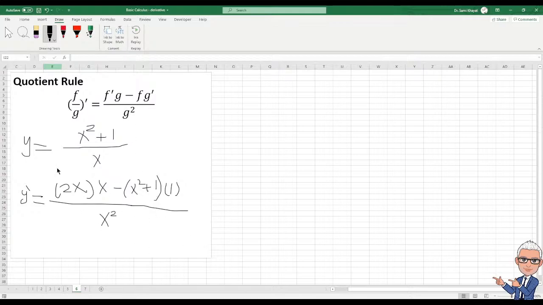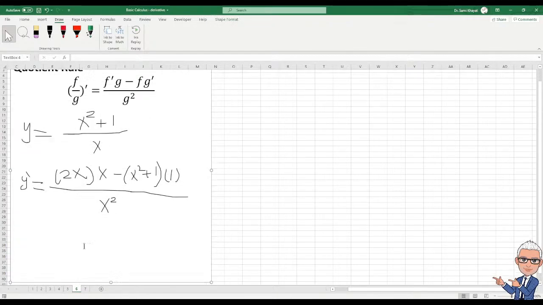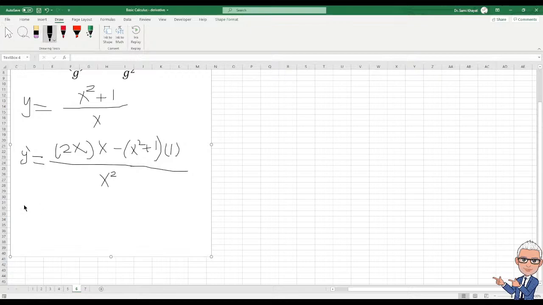And you simply need to simplify it. You will get y prime equals 2x squared, because of this one, minus, when you open this one, it will be x squared minus 1.